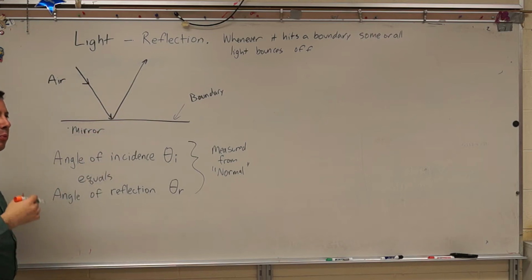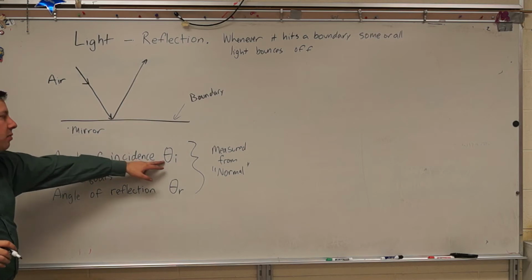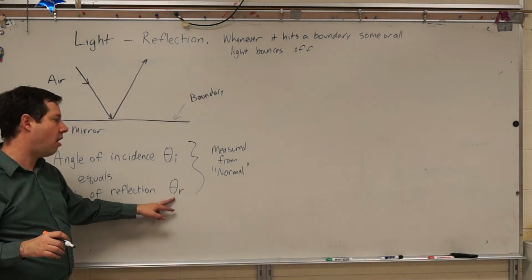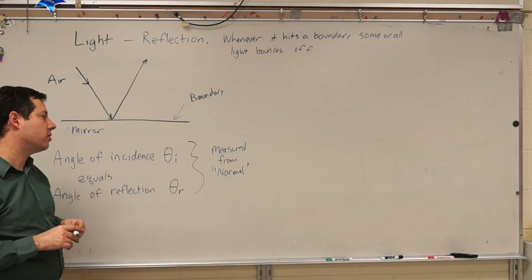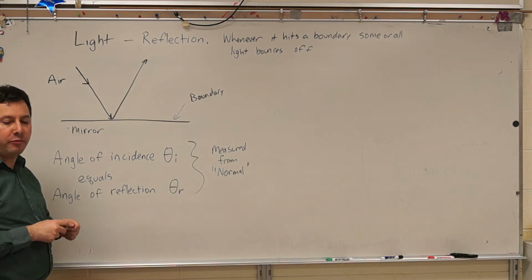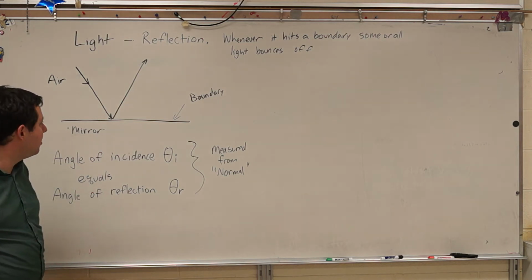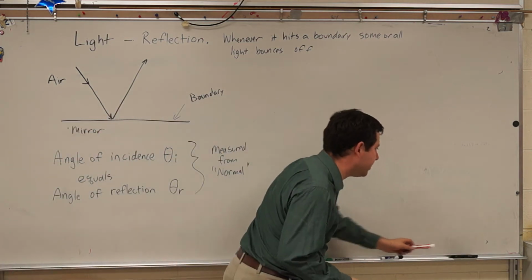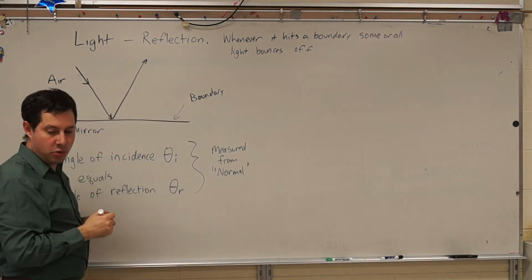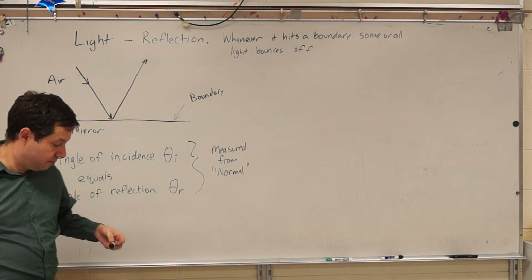And reflection, in principle, is really simple. We can just say the angle of incidence, which is theta with a little i, equals the angle of reflection, which is theta with a little r. And we measure these angles from the normal. Now, the normal is different than what we've been doing for a lot of measurement thus far this year. The normal is this imaginary line that is perpendicular to the surface.